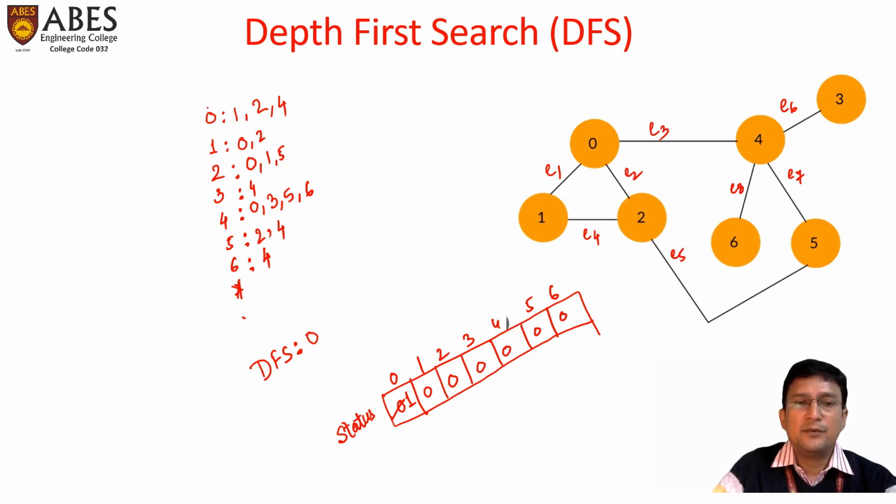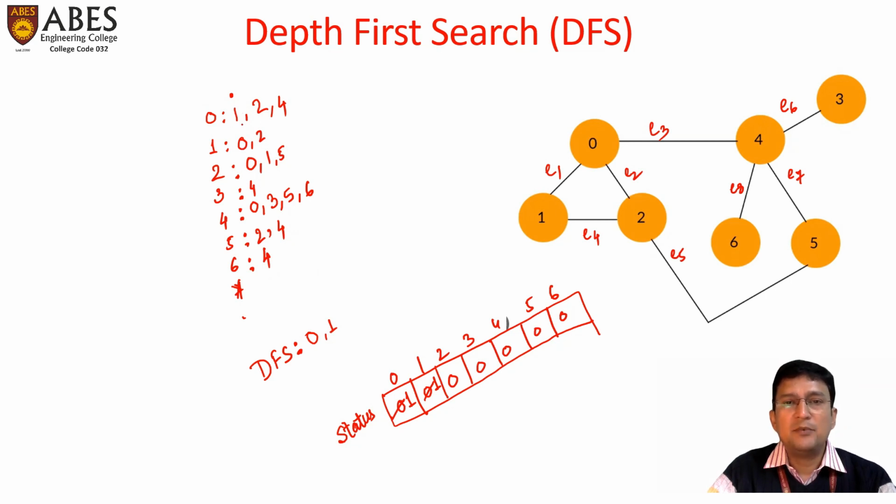The first connection from 0 is 1. So I mark this as visited. I put a dot ahead of this vertex, just to make sure that this vertex has been marked visited. This is added in the DFS sequence. And rather than going to 2 and 4, I will start exploring the vertex 1. So this is the difference between depth first search and BFS. If it were BFS, then we would have taken 2 and 4 after this one.